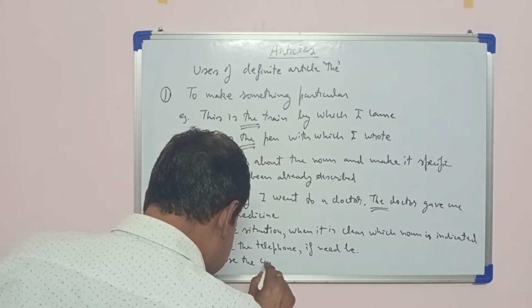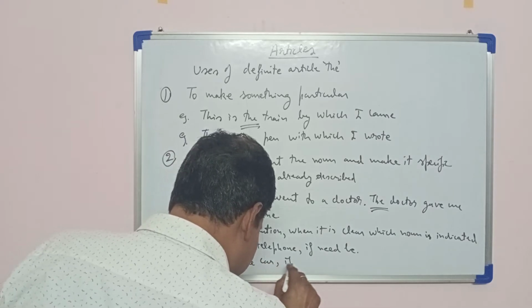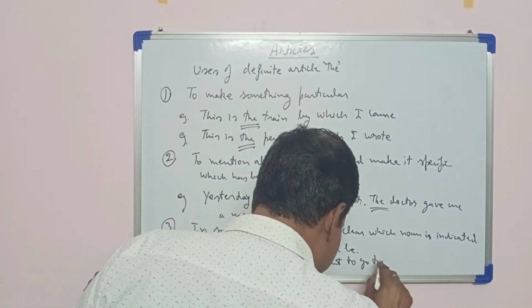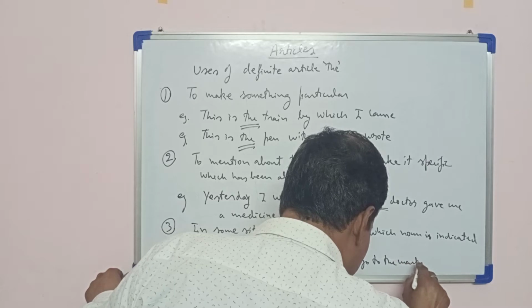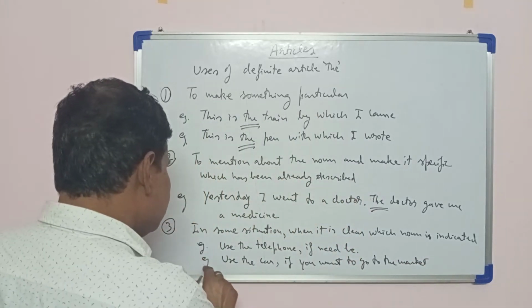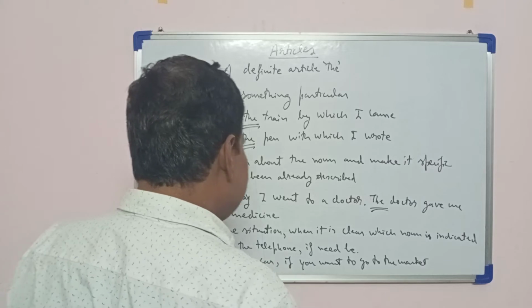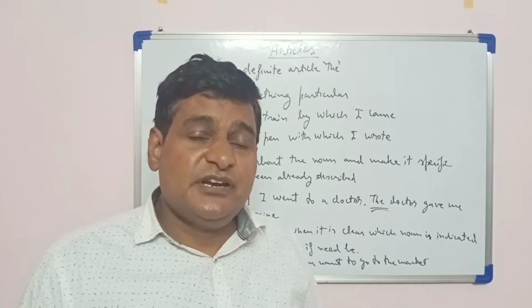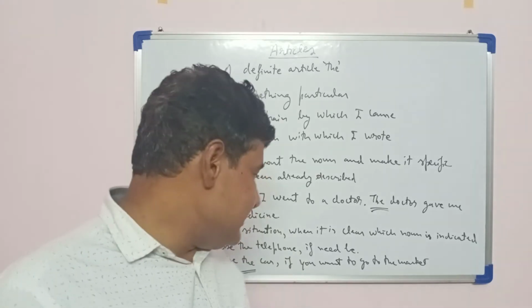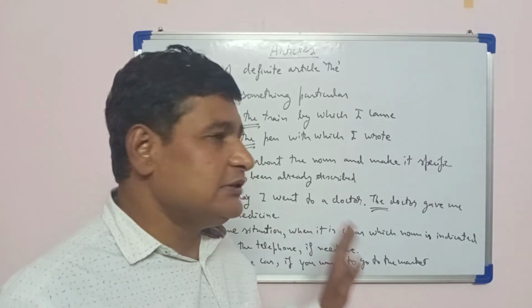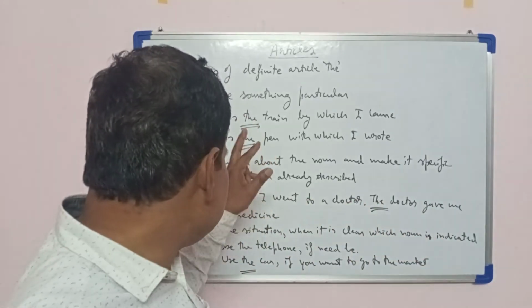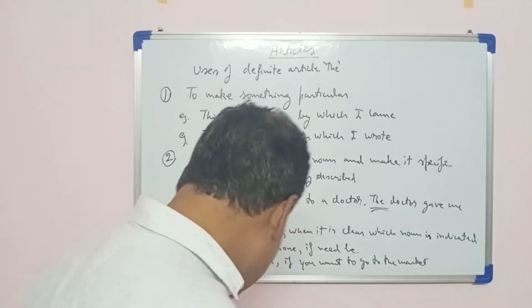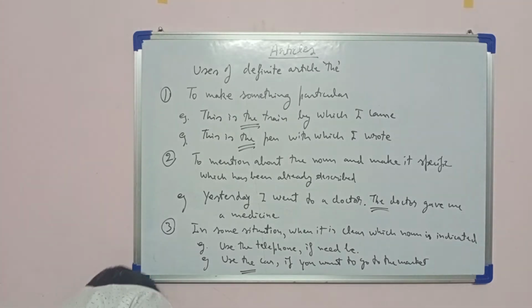Use the car if you want to go to the market. Okay. So here, use the car. The indicates the car which is present in the house, which is present in the office. So whatever car is present, it is mentioned about that. So I hope you have understood these three uses of the. Now we will understand some other uses of the. What are these? Let's understand.